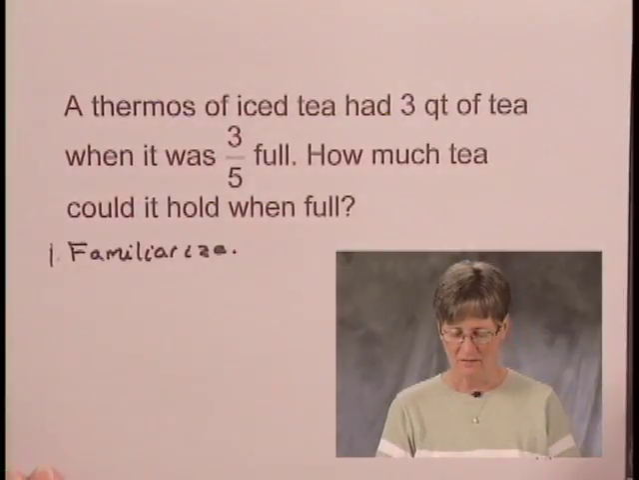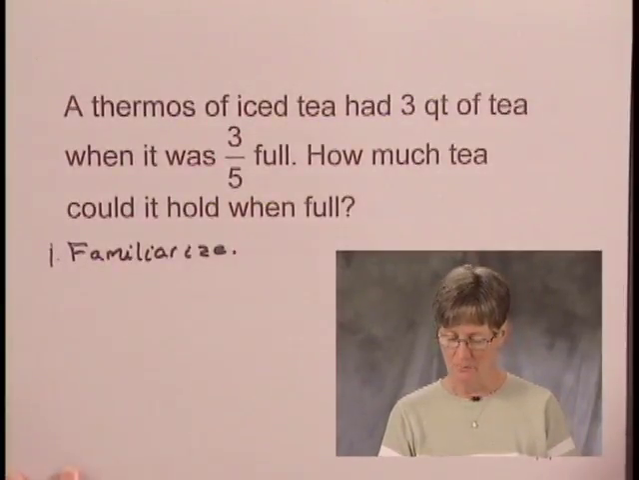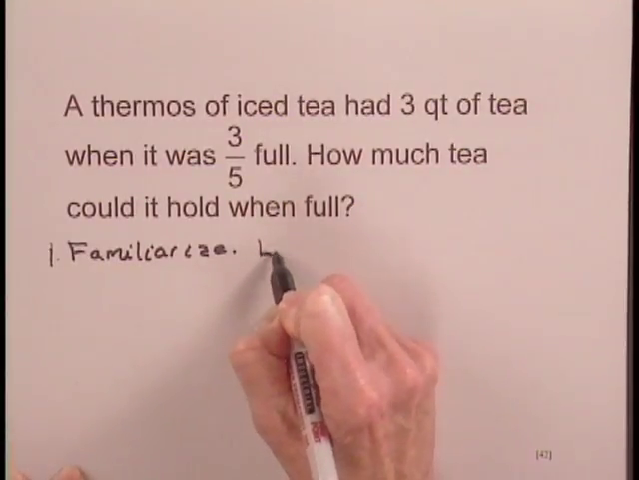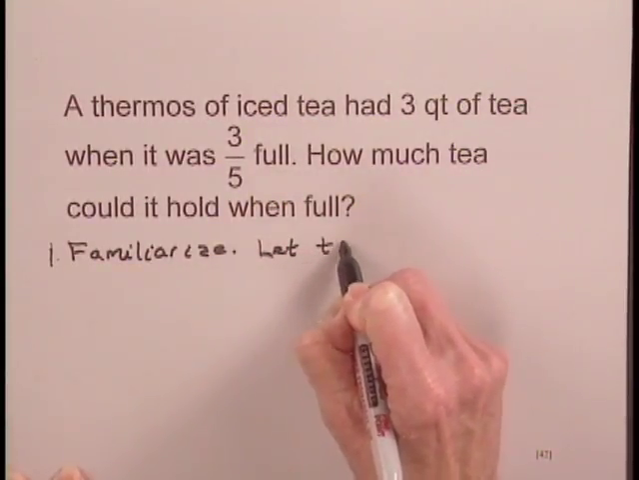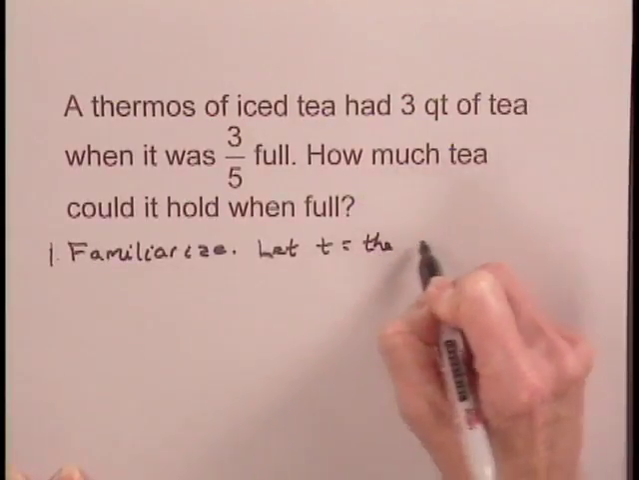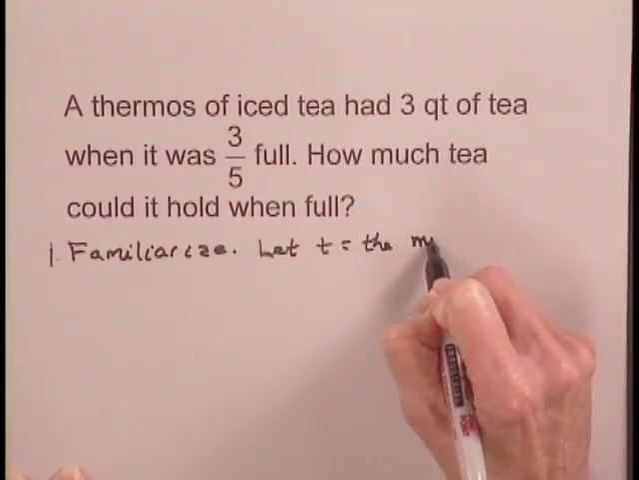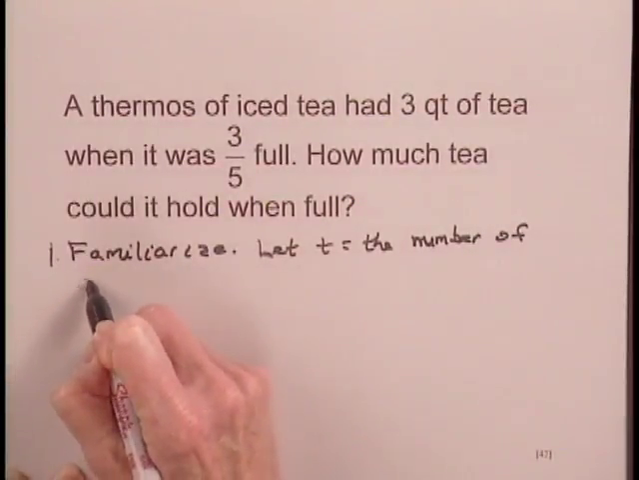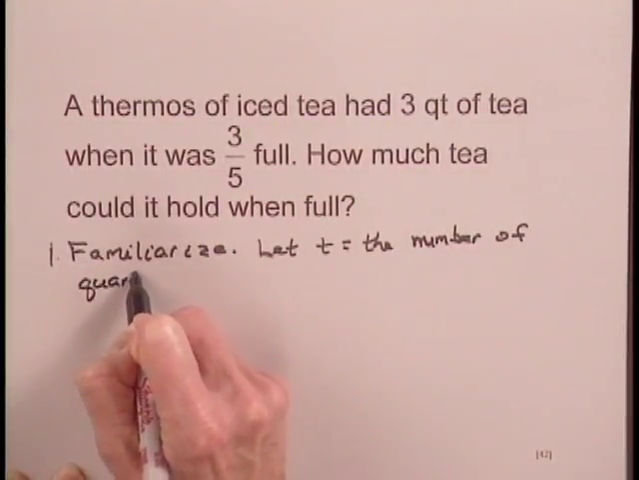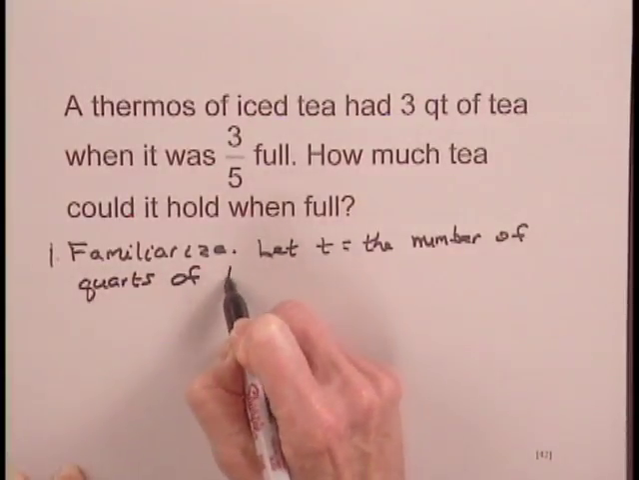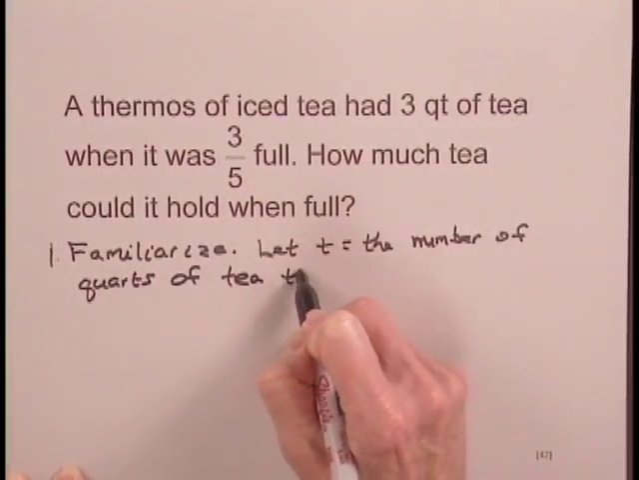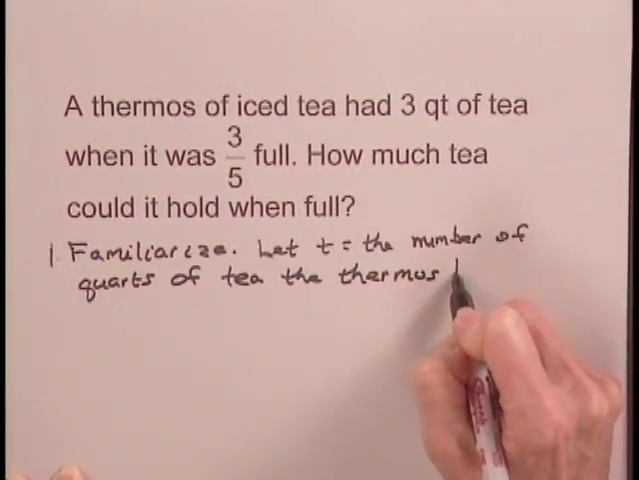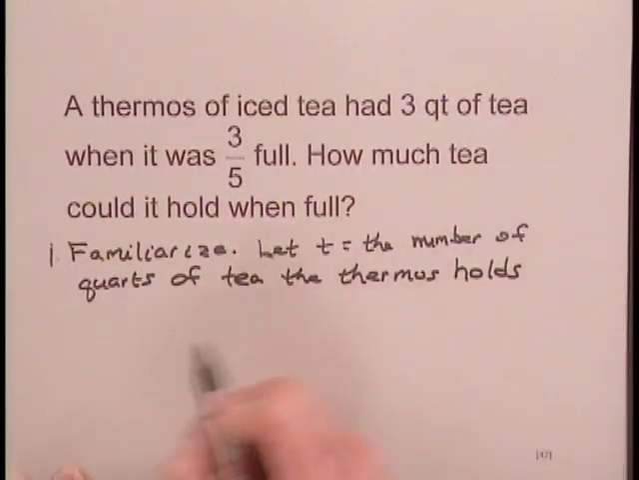Let's first of all assign a variable to what we're looking for. We want to know how much tea the thermos could hold when it was full, so we'll say let T equal the number of quarts of tea the thermos holds when full.